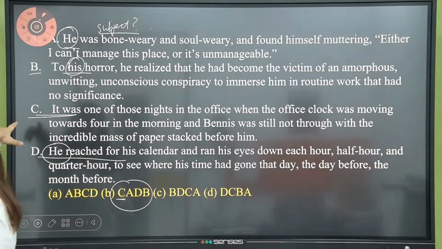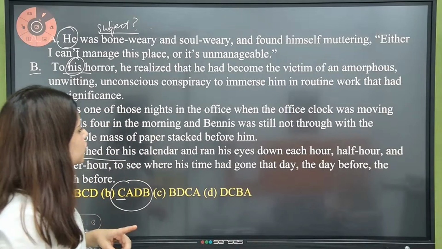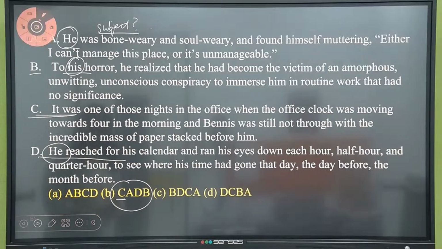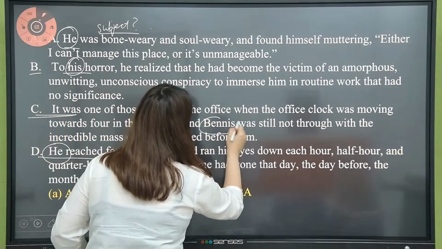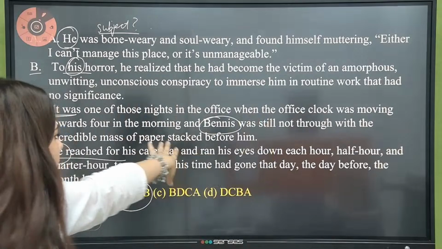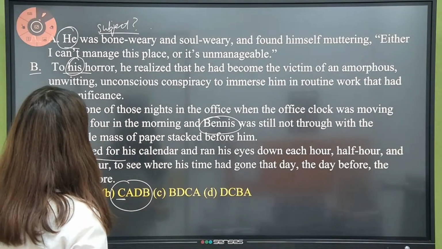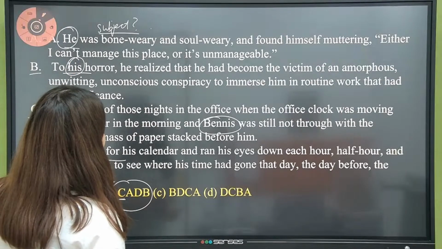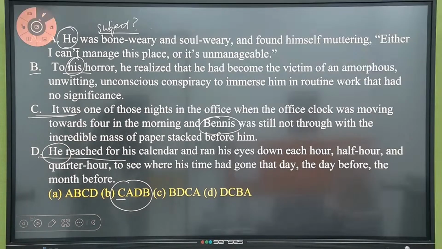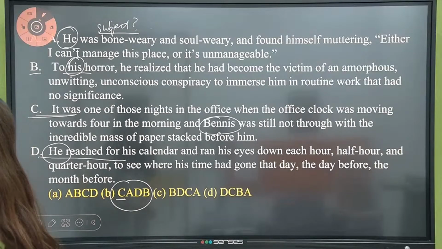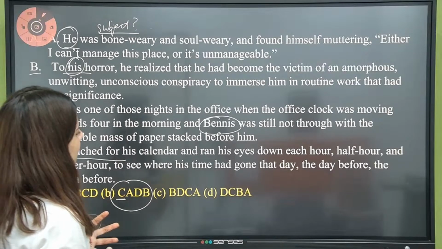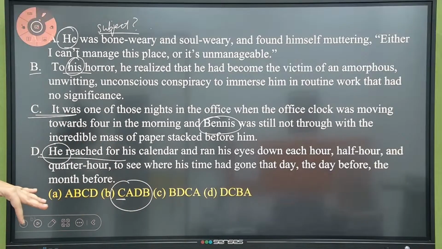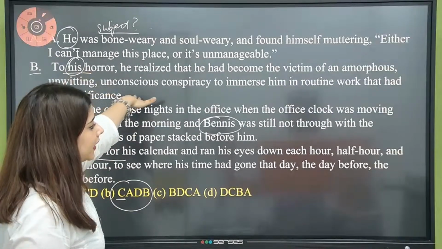So C: it was one of those nights in the office when the office clock was moving towards 4 in the morning, and Dennis, so Dennis is the subject. Dennis was still not through with the incredible mass of paper stacked before him. He was born weary and soul weary and found himself muttering, either I can't manage this place or it's unmanageable. Then he reached for his calendar and ran his eyes down each hour, half hour and quarter hour to see where his time had gone that day, the day before, the month before, and then to his horror, he realized.